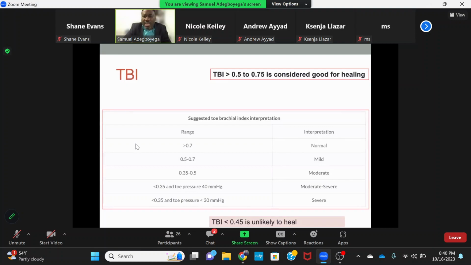TBI. Please memorize this. Our normal TBI is above 0.7. Please memorize this. Above 0.7. Okay? Above 0.7. That's your normal TBI. They will ask that question. They always ask that question. Okay? And anything below 0.35 is your critical limb ischemia, severe PAD. You have to just know that. You have to memorize that. I don't know how to teach you that. You have to know these numbers.